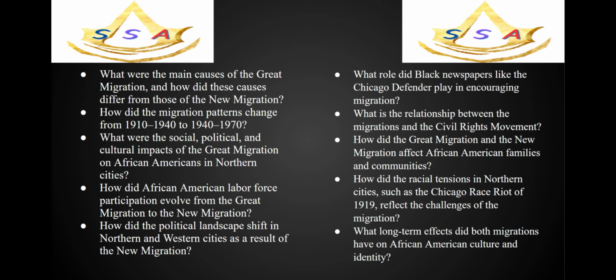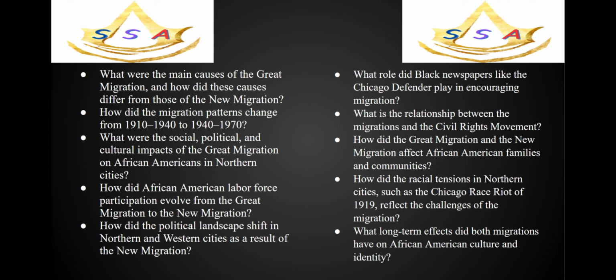And also, how did labor force participation evolve from the Great Migration to the New Migration? And how did the political landscape shift in northern and western cities as a result of the New Migration? And other questions are: what role did Black newspapers like the Chicago Defender play in encouraging migration? And what's the relationship between the migrations and the civil rights movement?